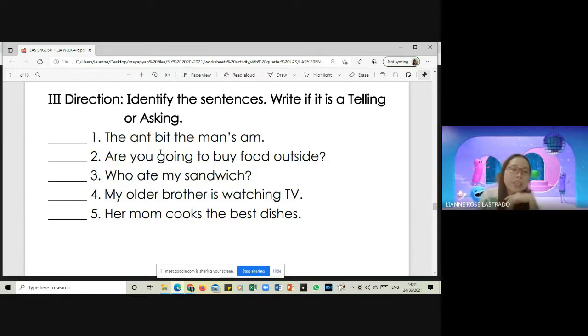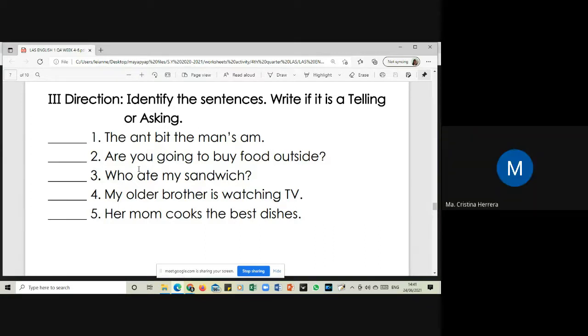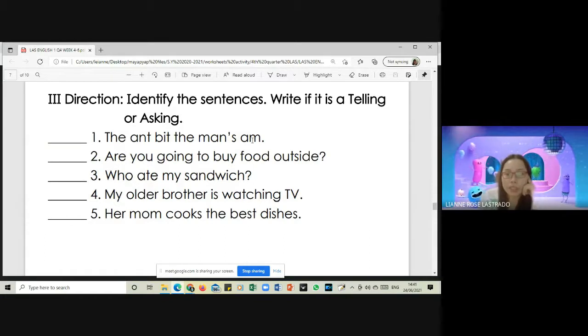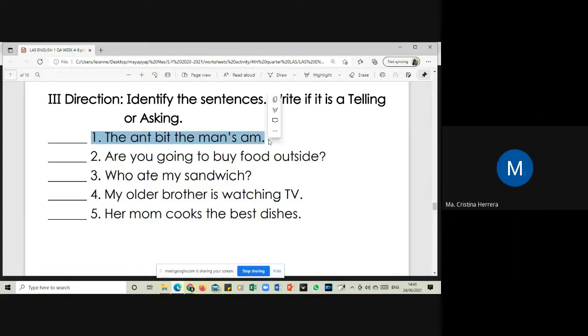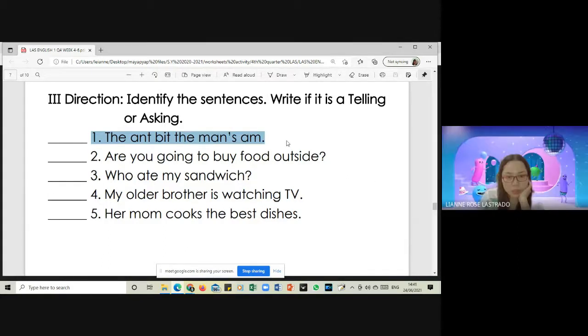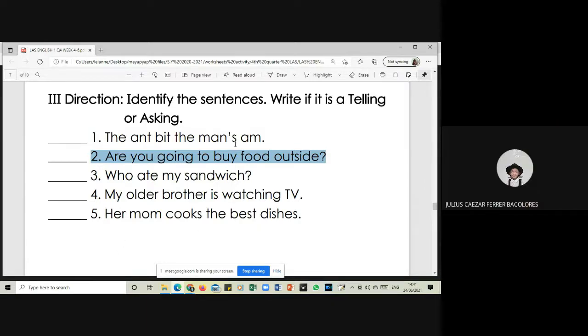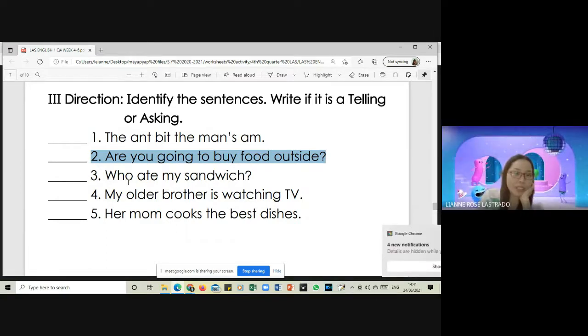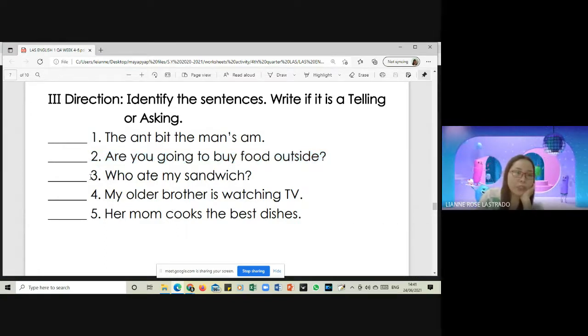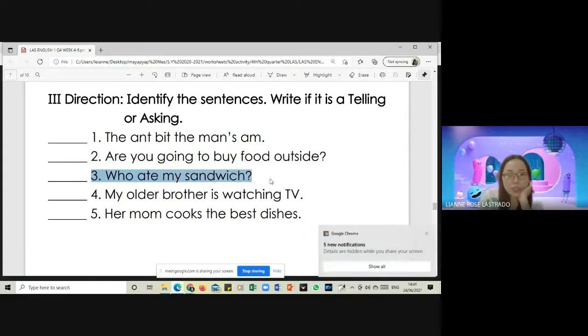Okay. Number one, the ant bit the man's arm. So what's the answer here for number one, Marjorie? Telling. It's a telling sentence. Very good. Okay, number two, what's the answer here? Rex and Angelo? It's asking. Very good.